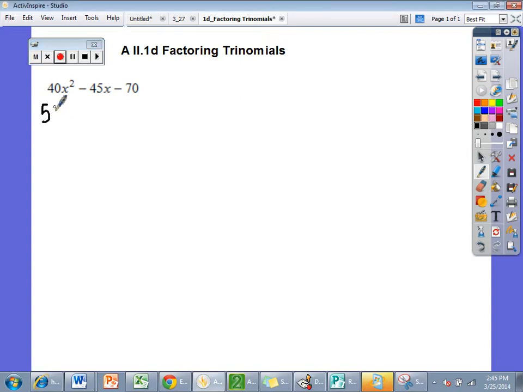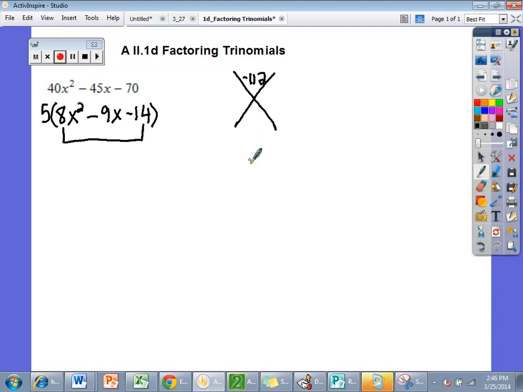So I'm dividing each of these terms by 5. And that's going to leave me with 8x squared minus 9x minus 14. Okay, what's important is not to drop this 5. It's still part of your answer, and it's important to keep it there. From here, in order to factor what's left on the inside, we multiply the first number, or your first coefficient, by your last number. So in this problem, I'm multiplying 8 times a negative 14, which gives me negative 112.